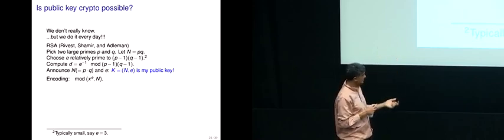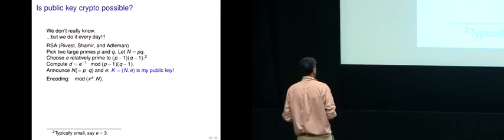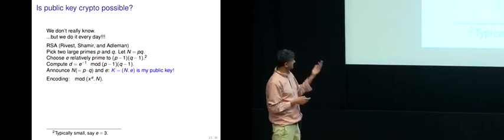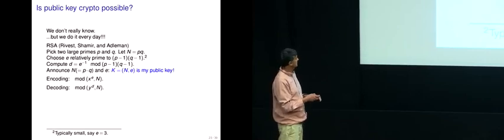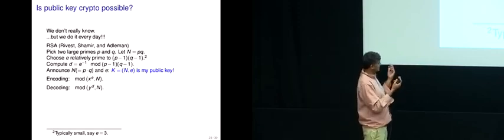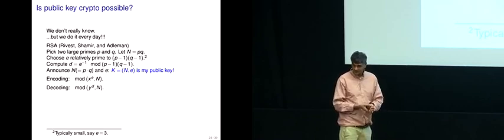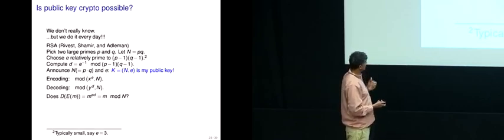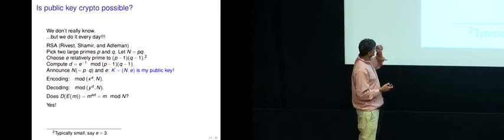Because N is 500 digits, so mod X is some 500-digit message. You take it to the eth power mod N. Okay, that's the encoding algorithm. Now the decoding algorithm, what Alice does is she takes it to the dth power. She takes whatever she gets, which would be x to the e, and she takes it to the dth power. So the question is when you decode the encoded message, do you get back the message?